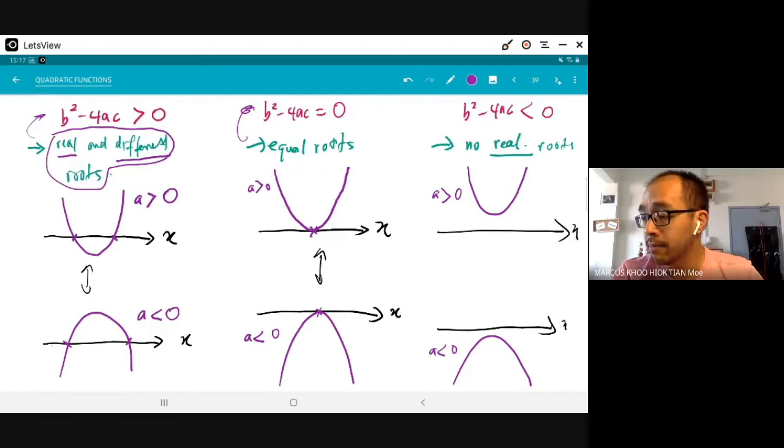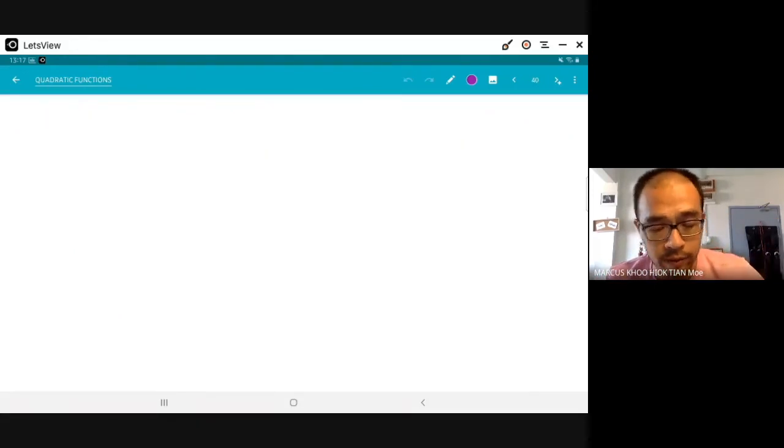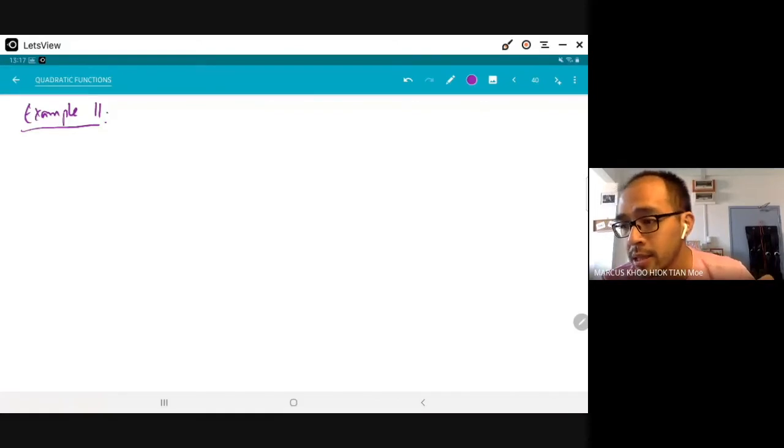Take a look at the example questions lah. Example question in page 53. I kind of want to end with this today here lah. Example 11, question A says, find the values of m such that the x-axis is the tangent to the graph.